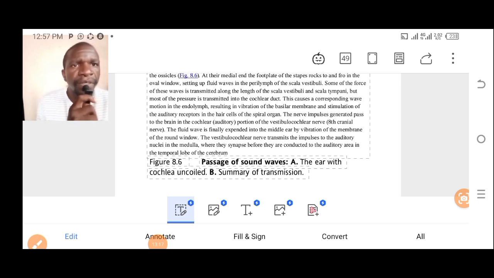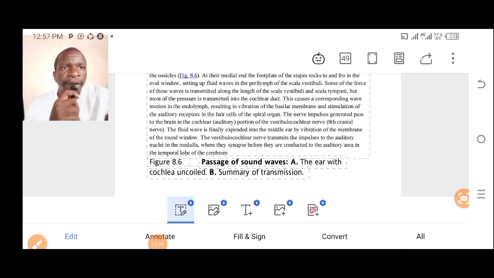So what is going to happen now is that most of the pressure is transmitted at the middle ear end of the footplate, that is the stapes. Some of the force of these waves is transmitted along the length of the scala vestibuli and the scala tympani. So there's already some perilymph which is in the scala tympani and the scala vestibuli. So this is going to set up fluid waves.